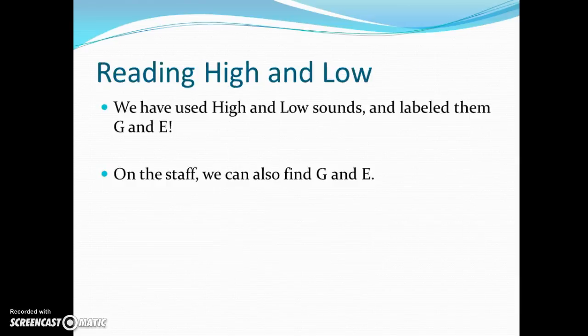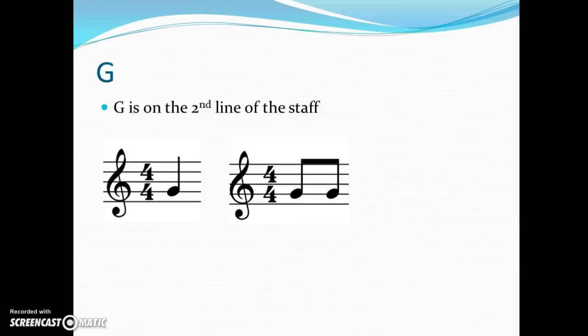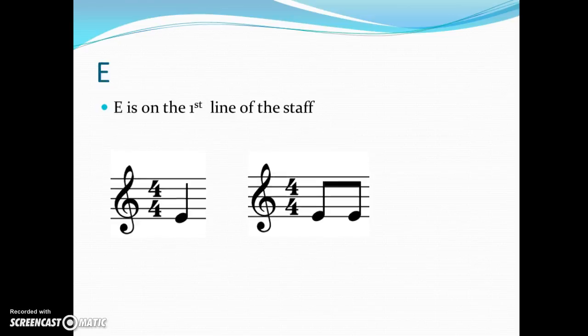So when we read high and low, we used to have just high and low sounds, such as do, and a low sound, do. On the staff, we call them G and E, just like we did before, but now I'm going to show you where they are. G is on the second line of the staff. You can see it as a quarter note, and you can see it as 2 eighth notes. And then E is on the first line, on the very bottom of the staff. You can see it as a quarter note, and you can also see it as 2 eighth notes.